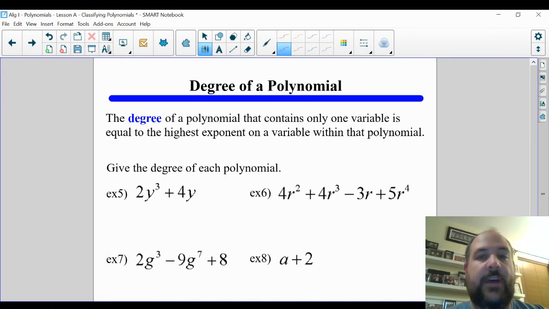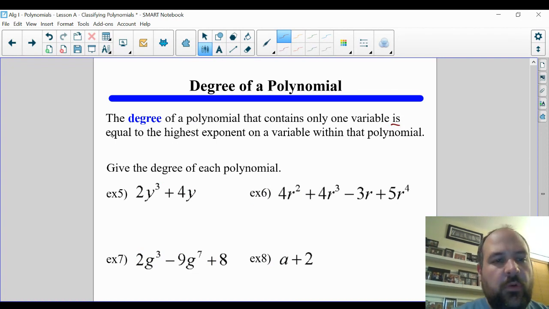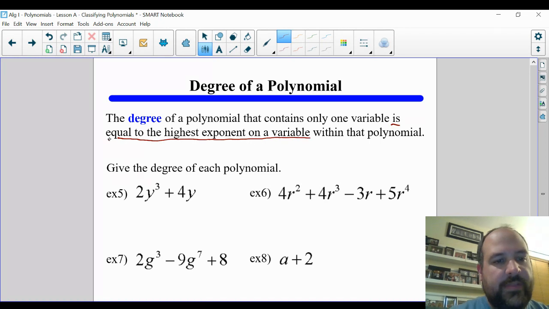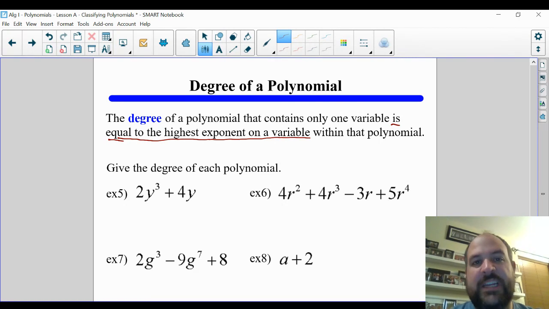The other way that we classify polynomials is based on what we call the degree. And it's important here, when we read the definition, the degree of a polynomial that contains only one variable is equal to the highest exponent on a variable within that polynomial. So when we look at these, we're looking at each of the terms, and then we're looking specifically at the exponent on each different term. And the largest exponent represents the degree of the entire polynomial.